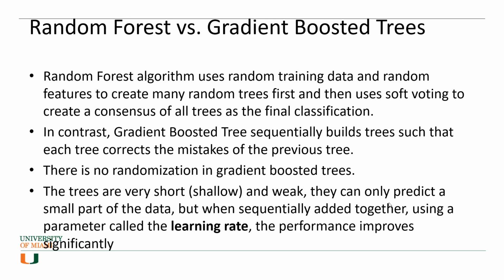In the gradient boosting, the trees are very short. In other words, they're very shallow and they are weak, meaning that they do not have a lot of prediction power. However, as they are sequentially added together using a parameter that is called the learning rate, the performance improves significantly, so that at the very end of the gradient boosted, we're going to have a really good prediction power.